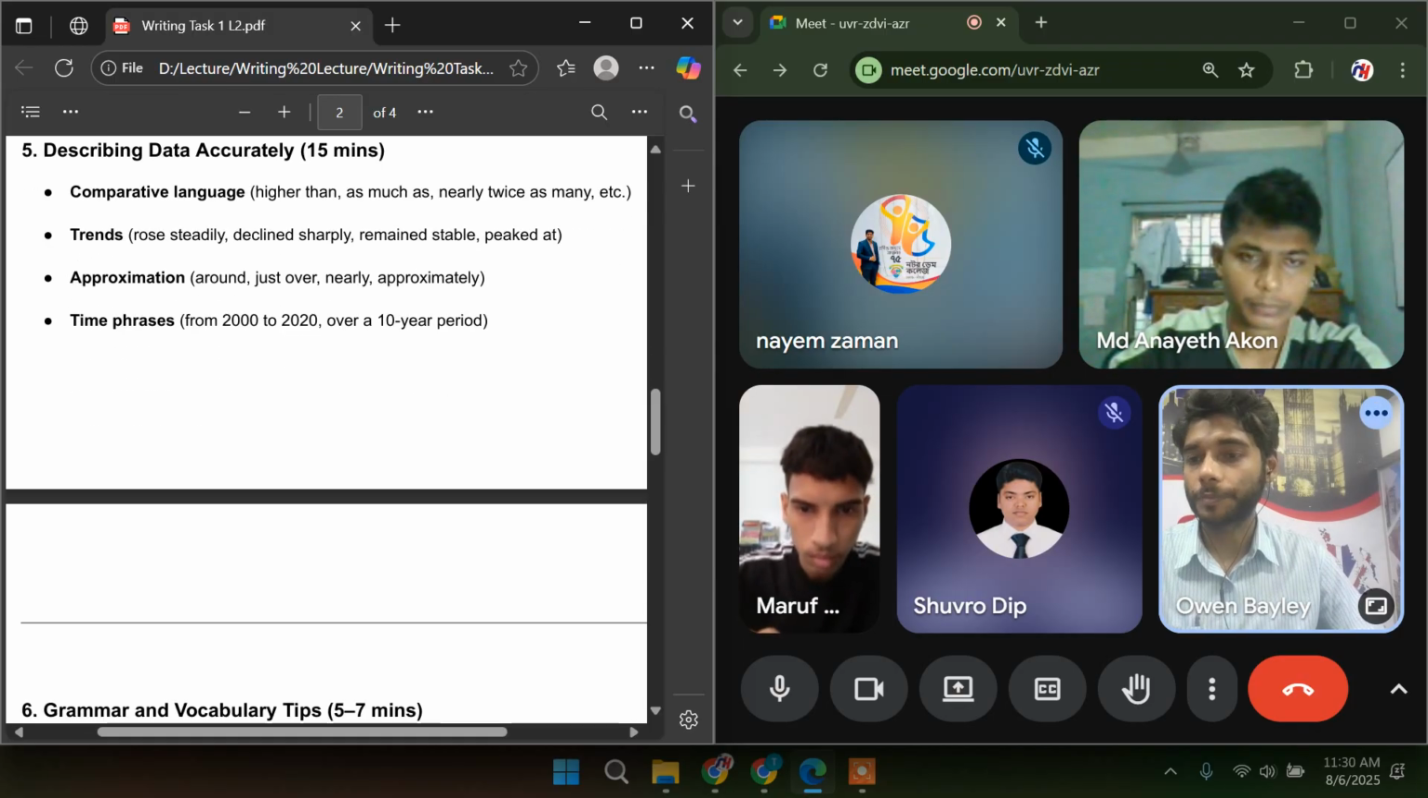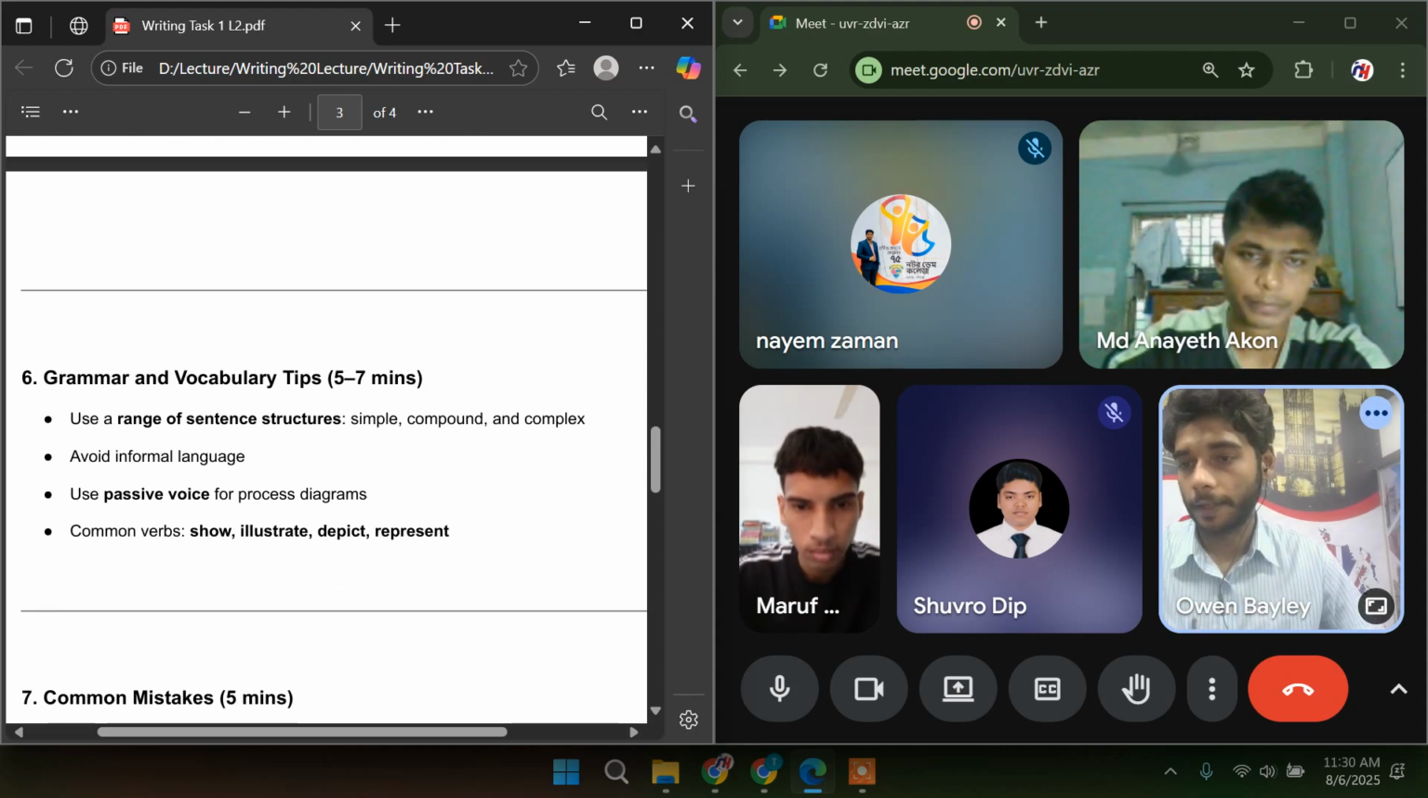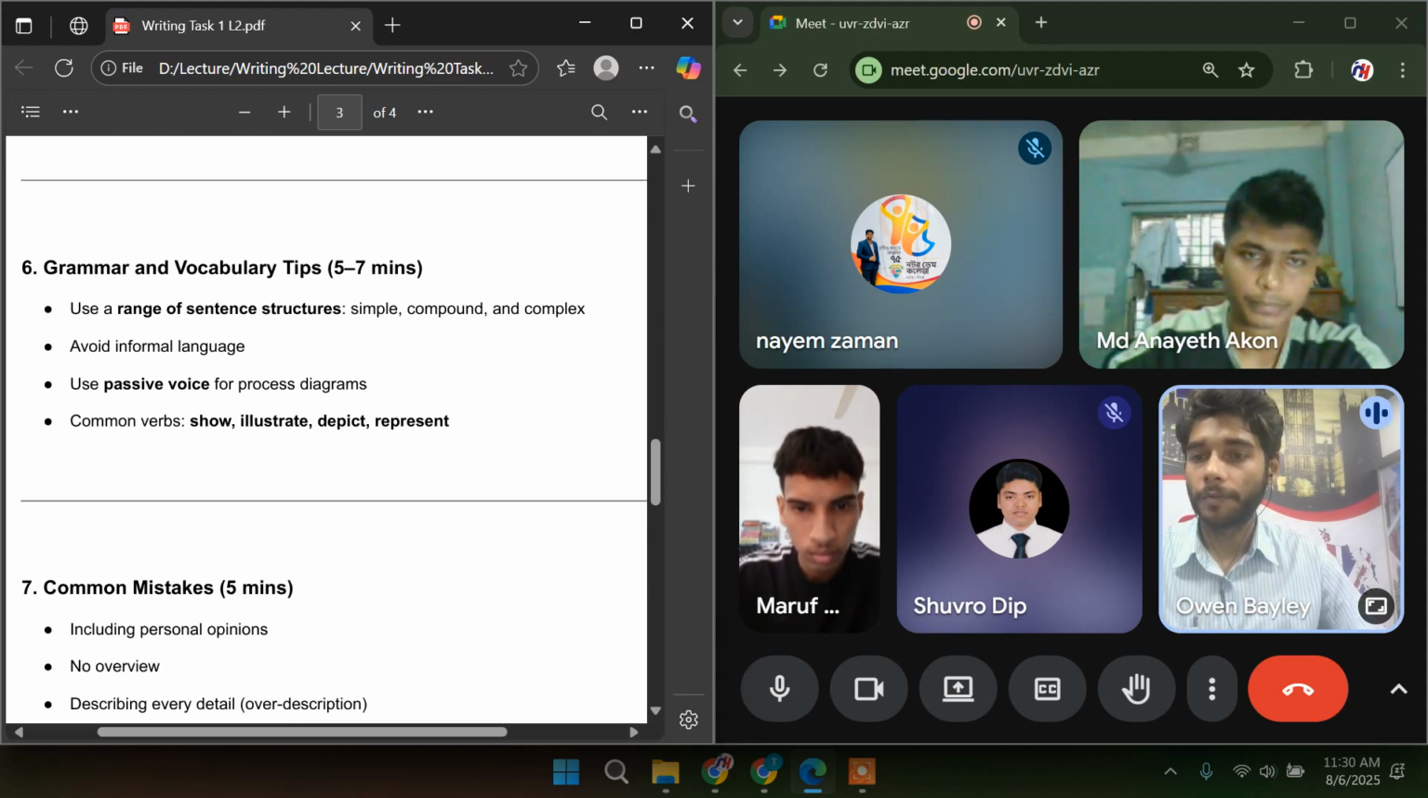For time phases, when you're talking about time periods, write like this: from 2000 to 2020, over a 10 year period. So write like this. And number 6 is grammar and vocabulary tips.